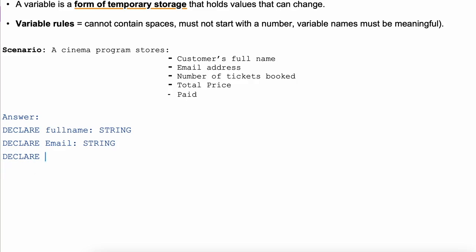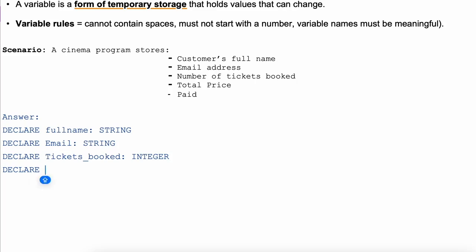I'm now moving to my third, which is number of tickets booked. I'm just going to shorten that to tickets_booked, remembering that we can't have any spaces, so I've used the underscore. Have I booked 2 tickets, 1 ticket, 5 tickets? That's a number, and therefore the data type is integer. I'm doing a few of them to show you different data types, and also to highlight you do this for every variable that you need to use in your program.